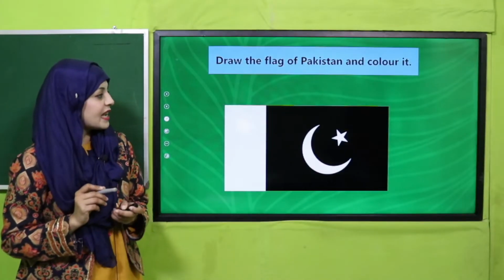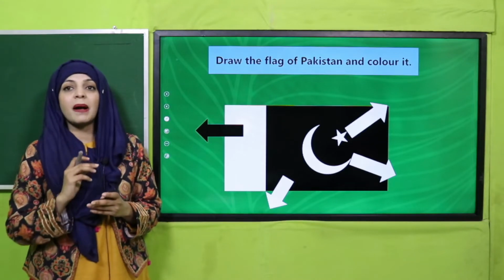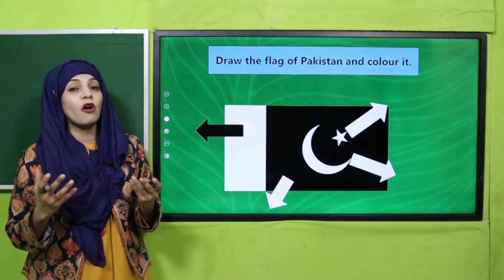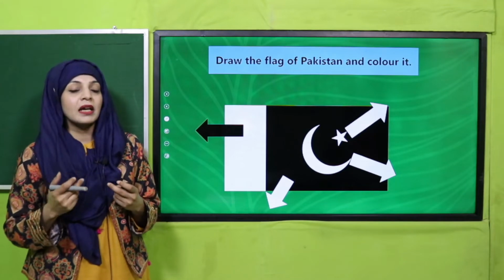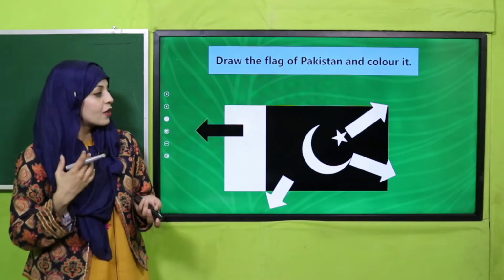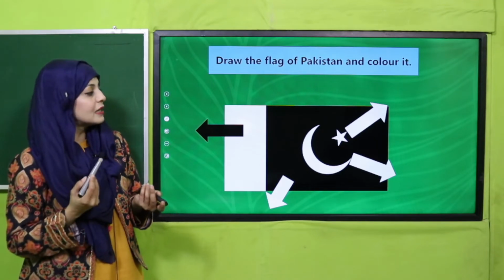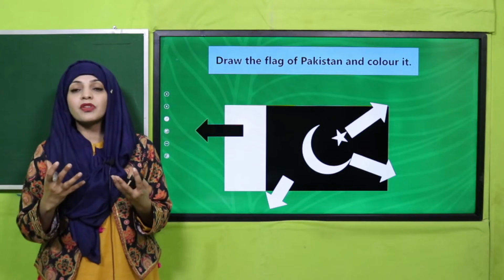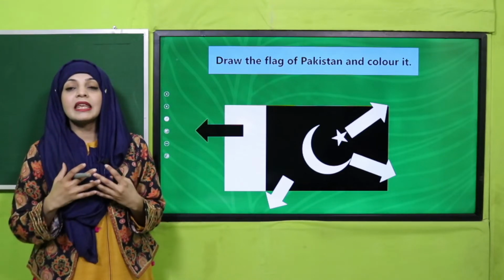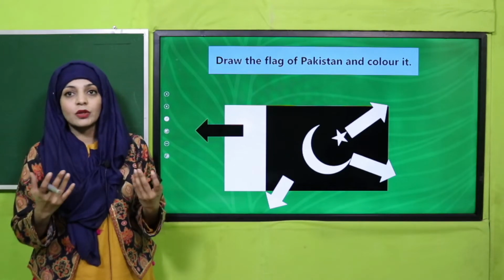Now quickly tell me what are the meanings of the symbols in the Pakistan flag and what are the meanings of the colors in this flag. White represents non-Muslim minorities, green represents the Muslim majority, and the moon and the star are the symbols of progression.